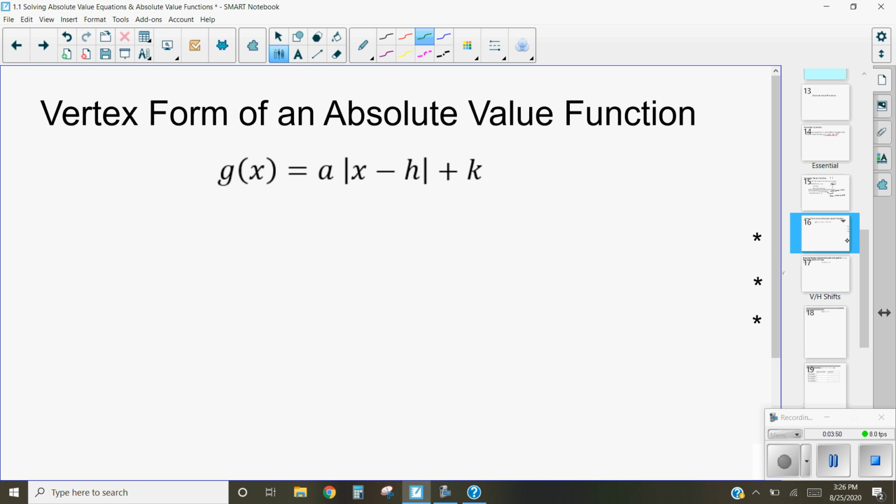Now, we are looking at absolute value functions specifically in vertex form. What vertex form means is that it's written so that we have this H and this K, and they tell us where our vertex is. So the vertex of this absolute value function, remember, is the point at the bottom where it changes directions, or changes from a negative slope to a positive slope. Our vertex is going to be (h, k). So wherever that h and that k are, that's where our vertex is going to be. And that is why we want to use this.